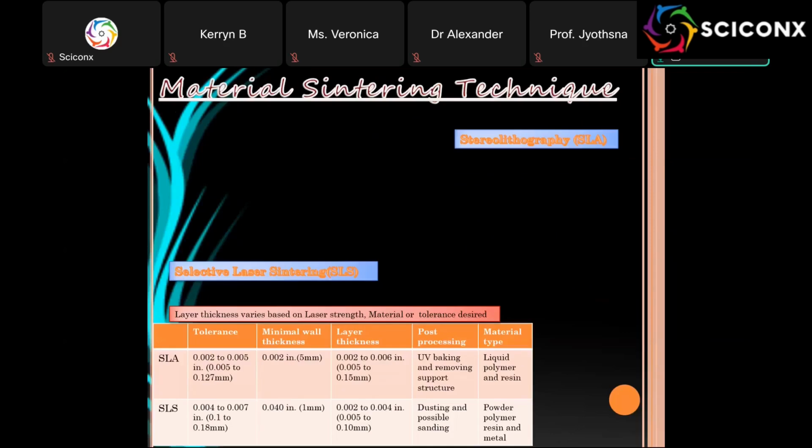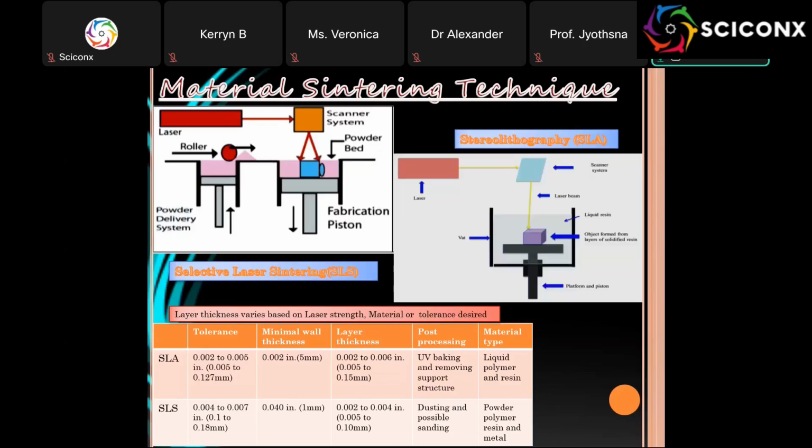There is a second technique that is called the material sintering technique, where the SLA technique is there, that is a stereolithography technique, or the selective laser sintering technique. These are the models that look like this. In the SLA model, what will happen? We are going to use a liquid photopolymer resin, which is again going to be deposited layer by layer. However, in the SLS technique, the powder polymer is used instead of a liquid polymer. So this is the basic difference. In one technique, the liquid polymer is used. In the other technique, the powder polymer is used.